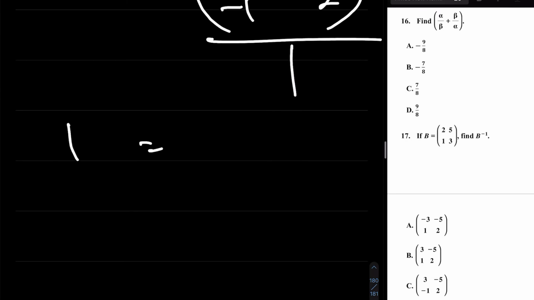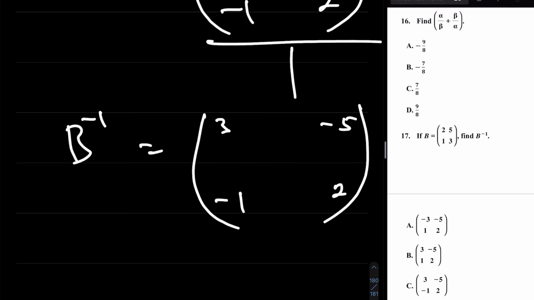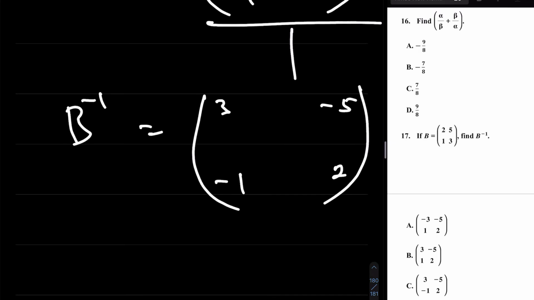And that simply means the inverse of the matrix B is the same as this matrix with elements 3, minus 5, minus 1, 2. And that's it simply. That might look a bit tricky, but it's simple if you are careful enough to simplify correctly. And the correct option is the option that matches that.